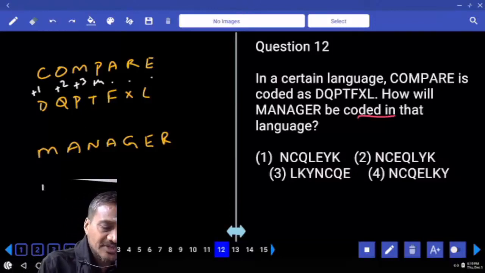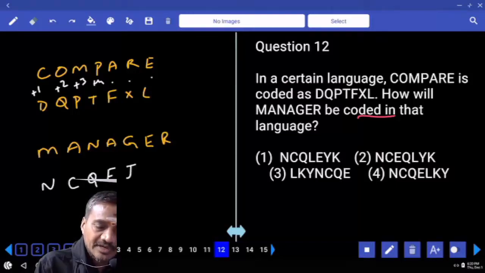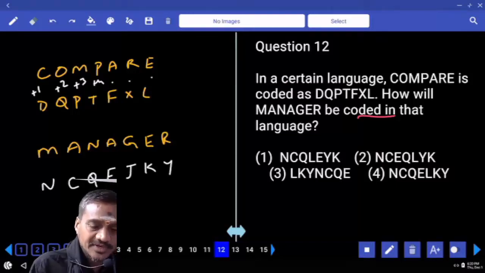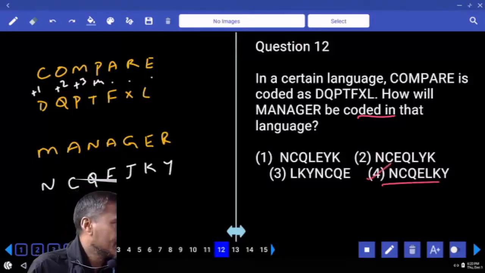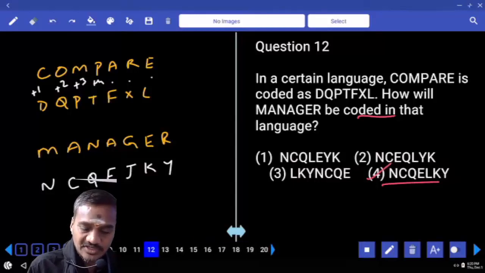Coding: M plus 1 is N, A plus 2 is C, N plus 3 is Q, A plus 4 is E, then plus 5, plus 6, plus 7, that is Y. So N-C-Q-E-L-K-Y is the choice for question number 12. The letters 1, 2, 3, 4, 5, 6, 7 are added.